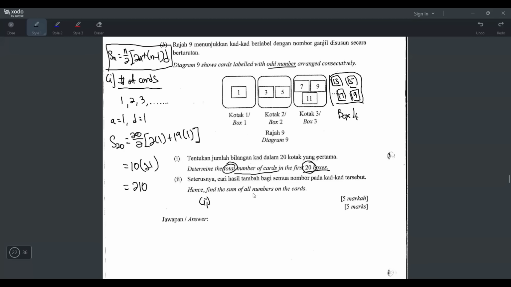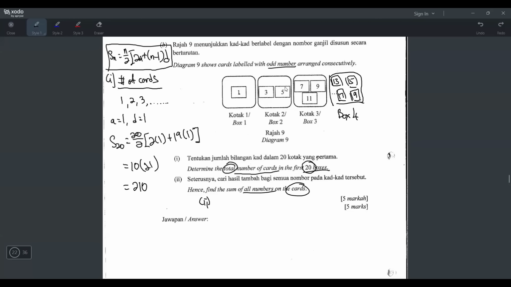Hence find the sum of all numbers on the cards. Oh, this is a different meaning. Not the sum of the number of cards. It's the sum of all numbers on the cards. It means they are not asking you to find the sum of the number of cards. They are finding the sum of all numbers on the cards, the exact number labeling on the cards. So we are not taking 1 plus 2 plus 3 anymore. We take 1 plus 3 plus 5, like the number labeling on the card.